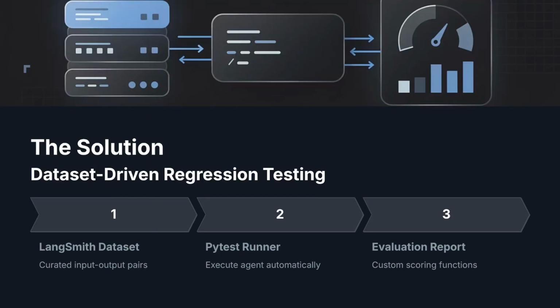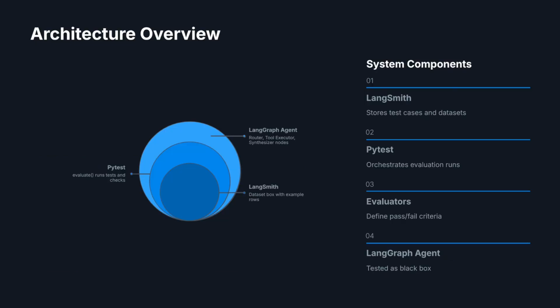The approach we are taking is dataset-driven regression testing. The idea is straightforward. You curate a set of representative inputs and expected outputs inside LangSmith, then you write Pytest tests that run your agent against every example in the dataset and evaluate the results with custom scoring functions. This means you are not asserting on strict exact matches, but you are checking structural properties like whether the correct tool was called, whether required fields are present in the arguments, and whether the final answer contains the information you expect. Each time you change a prompt, swap a model, or update a tool schema, you rerun this suite and immediately see what broke.